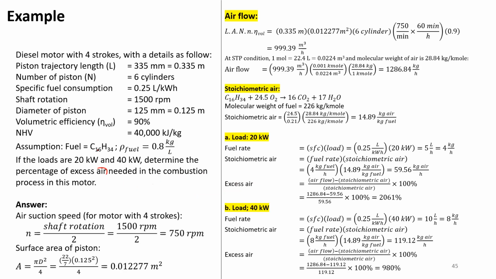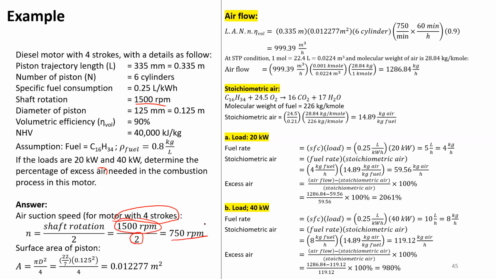Okay, so I have already written down the answer. This is the step by step of how we calculate the excess air on different loads. First you need to calculate the air suction speed. You need to remember that for a motor with 4 strokes, the formula is shaft rotations, which is 1,500 RPM, divided by 2. Then you will have this.